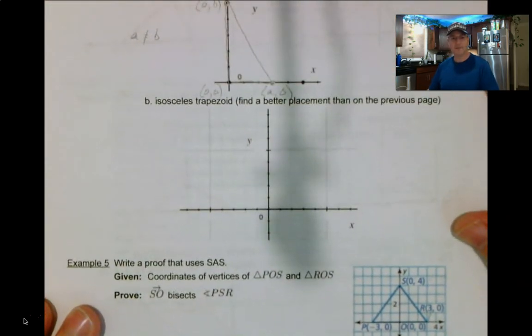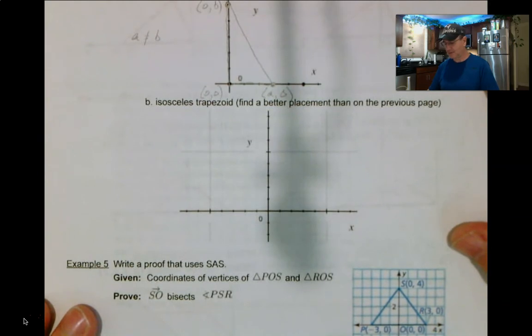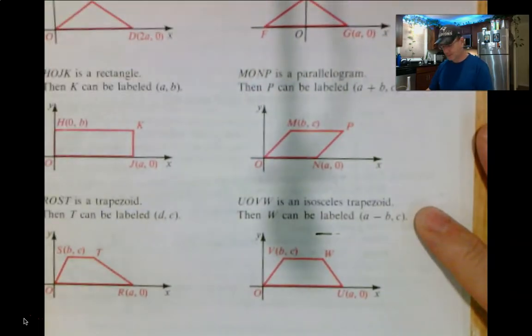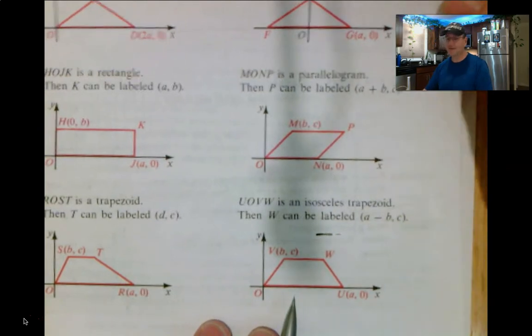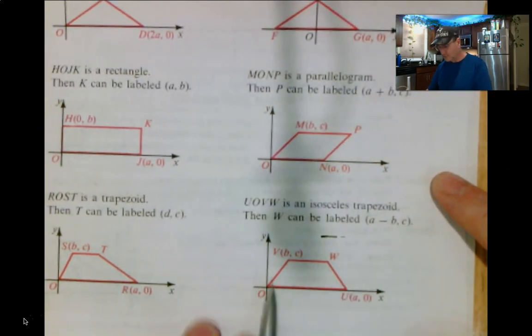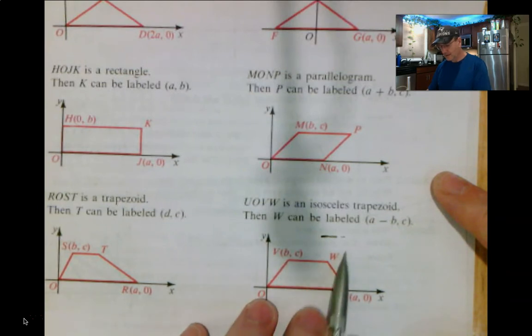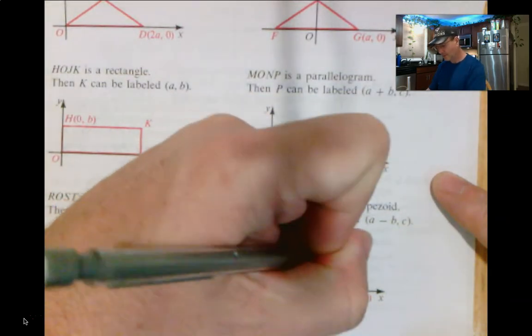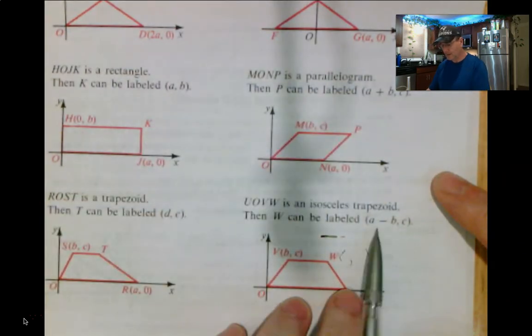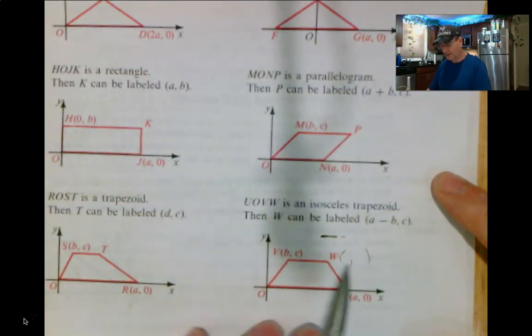Part B. Find an isosceles trapezoid. Find a better placement than on the previous page. Well, what did we have for an isosceles trapezoid on the previous page? So we have this one here is an isosceles trapezoid. Actually, this is not bad. This is usable. Okay, we could have an A, a B, a C, and we'd have to figure out the coordinates for W, right? A minus B, comma C.